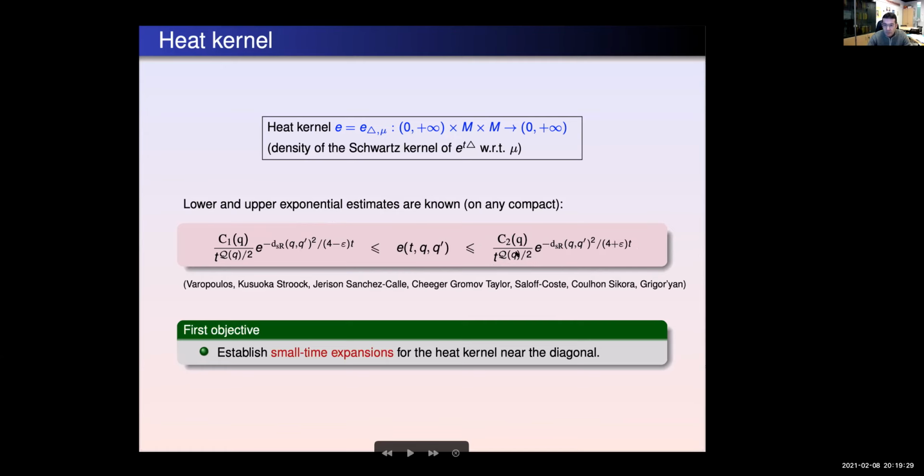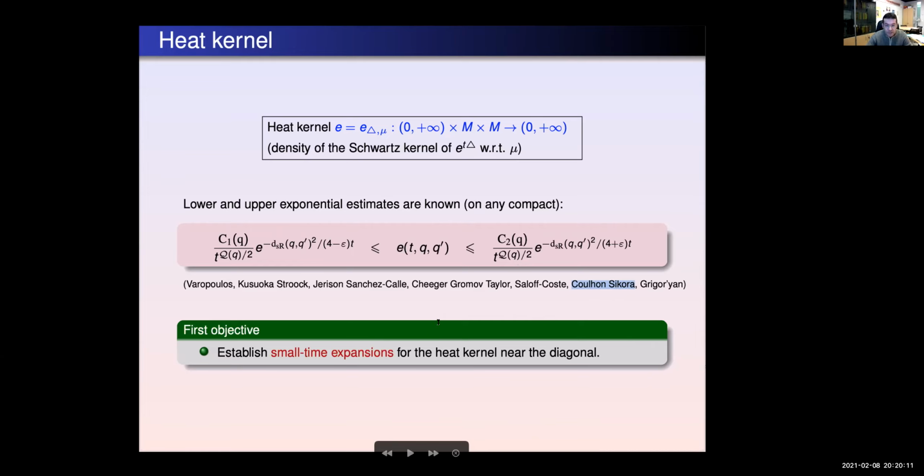Recall that Q of q is the Hausdorff dimension, at least whenever q is regular. Such estimates are well known and date back, for instance, to Varopoulos in the 80s. Actually, I think there is Adam Sikora in the audience. So I would like to quote an excellent paper by Thierry Coulhon and Adam Sikora, who make a very good point on exponential estimates for heat kernels, not only in the Riemannian case.